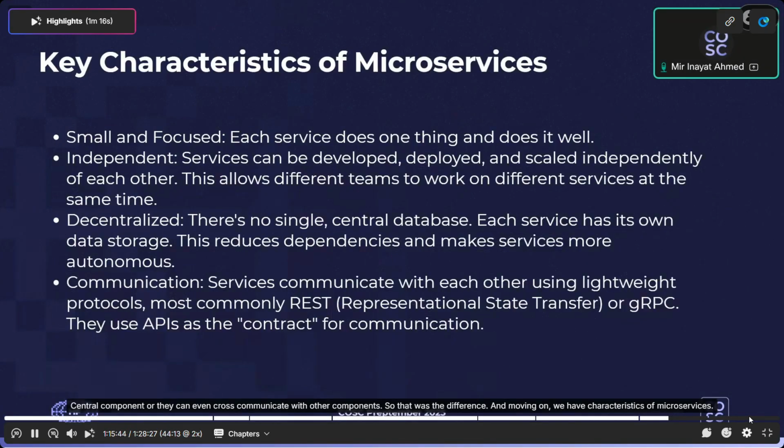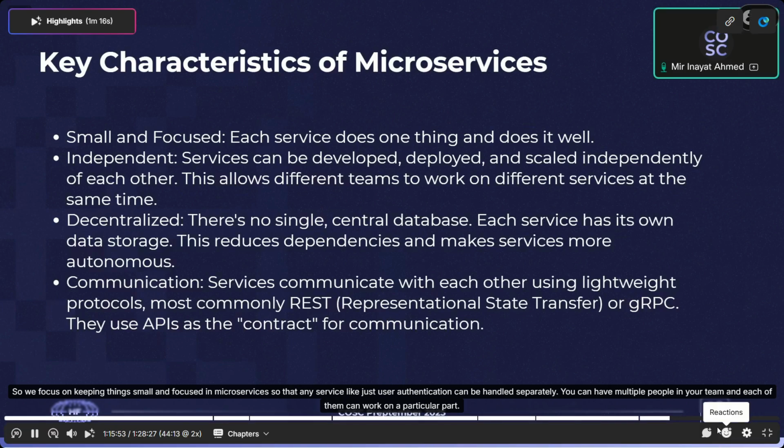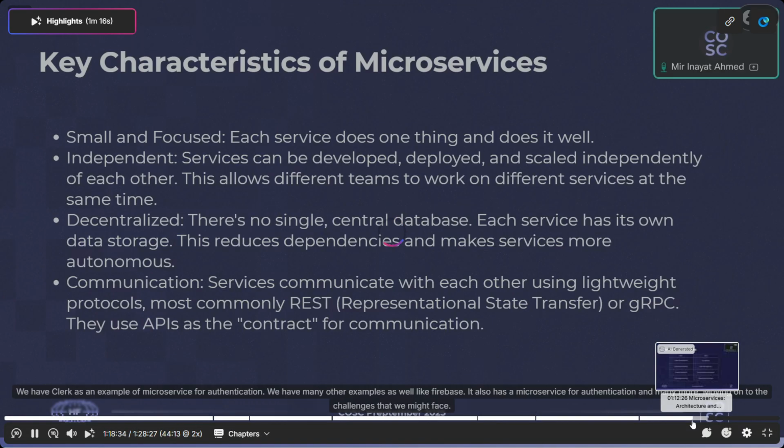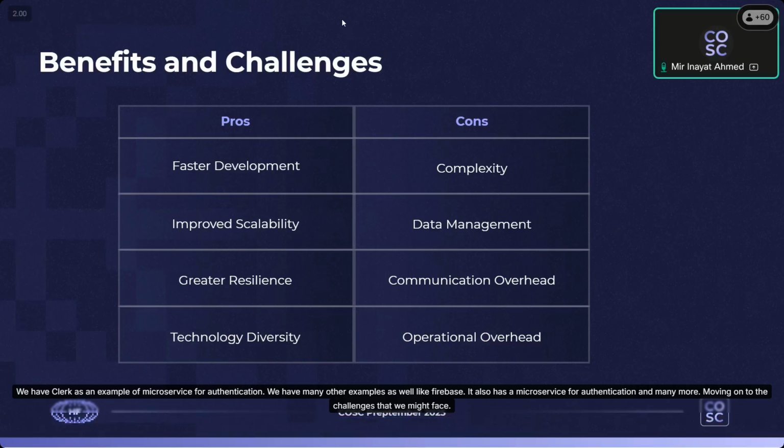Difference. And moving on, we have characteristics of microservices. So we focus on keeping things small and focused in microservices so that any service, like just user authentication, can be handled separately. You can have multiple people in your team and each of them can work on a particular part. And we have many other examples as well, like Firebase. It also has a microservice for authentication and many more.